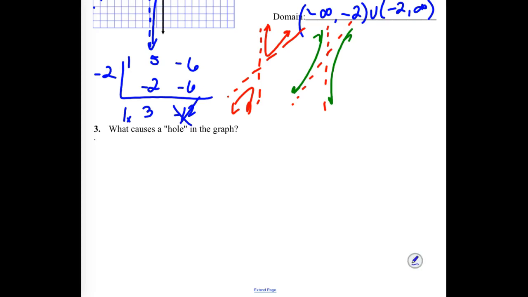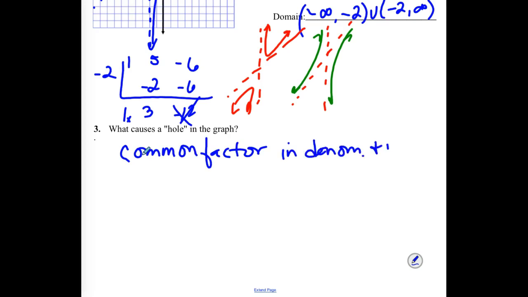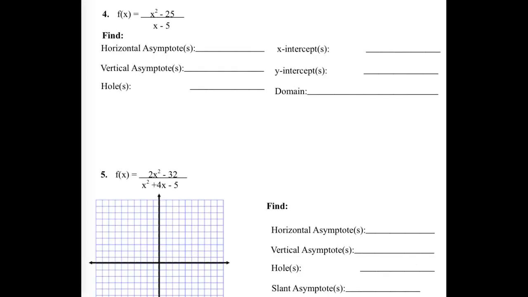Okay, so when there's a common factor in the denominator and numerator, yes? If we can cancel it out, it leads to a hole instead of a vertical asymptote. It still is a domain restriction. It's still something you'd have to jump over when you list your domain, but it wouldn't be a vertical line that you're approaching. It's just a little hole in the graph. Okay? For the next question, we're still finding all those details, but I'm not going to have you graph it.